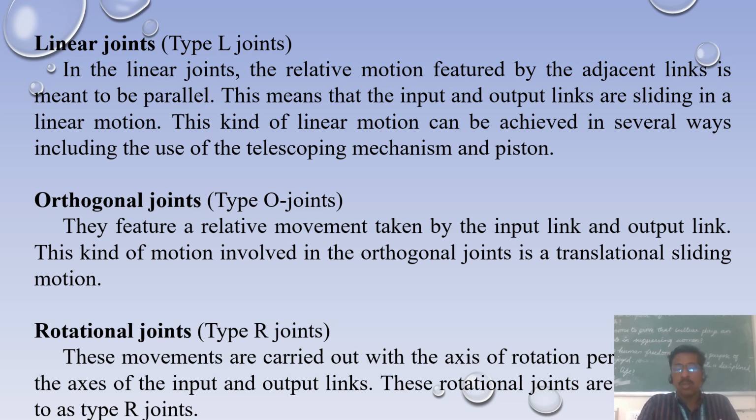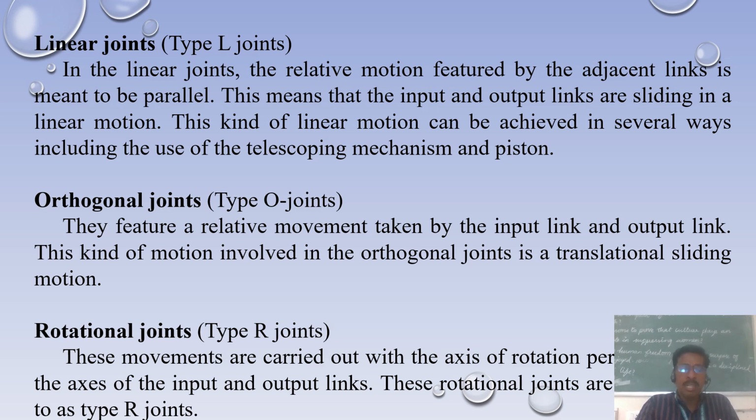We can call it an O joint. It features a relative movement between the input link and output link. The kind of motion involved in orthogonal joints is a translational sliding motion, to slide from left to right. So then the next one is rotational joints.